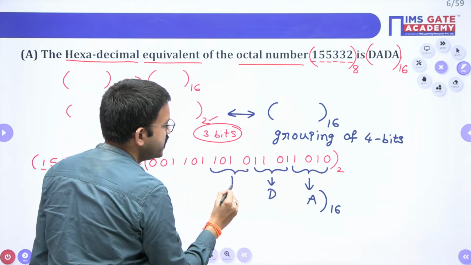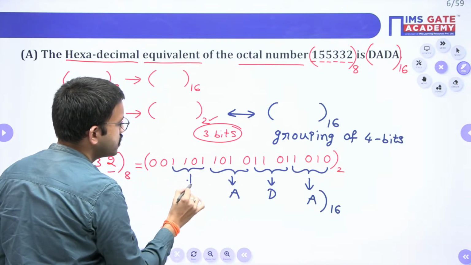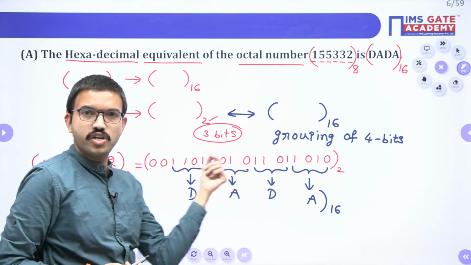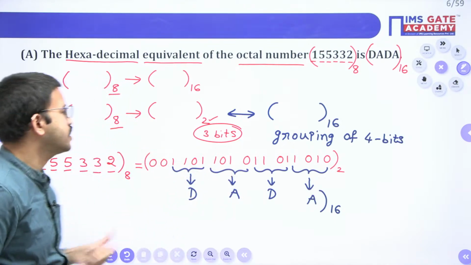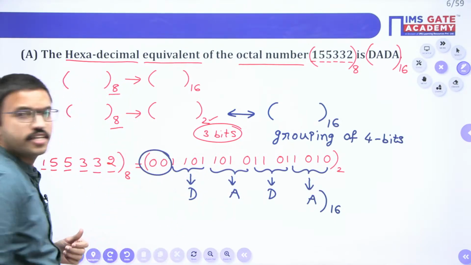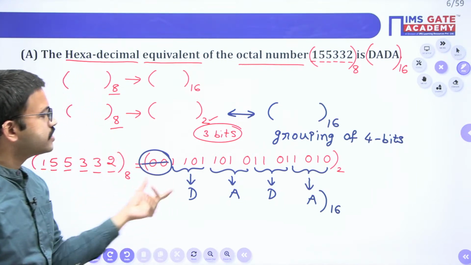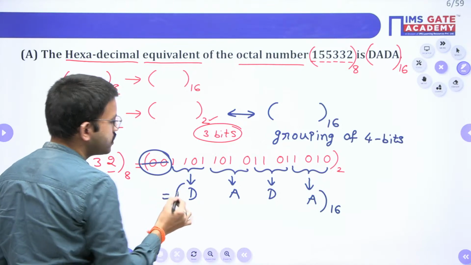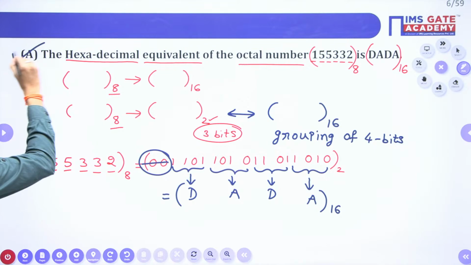1010 is nothing but A, and once again 1101 is nothing but D. While you are doing the grouping of 4 bits, you start from the rightmost side. Here, leftmost side zeros are there. These are insignificant; even if you neglect them, the equivalent value won't change, right? So this is the equivalent hexadecimal number for the given octal number. So that means option A is correct.